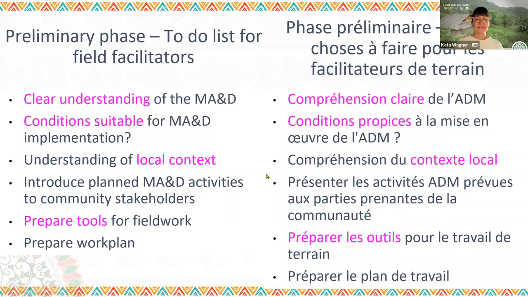And we also talked about the things that field facilitators need to do before MA&D is started. So they need to really have a very good understanding of the MA&D methods and tools. And they need to also assess whether the conditions for the implementation of MA&D are suitable locally. They need to have a good understanding of the local context and also prepare the tools that they're going to use with the entrepreneurs and adapt them to the local conditions and to the capacities and language requirements of their trainees.